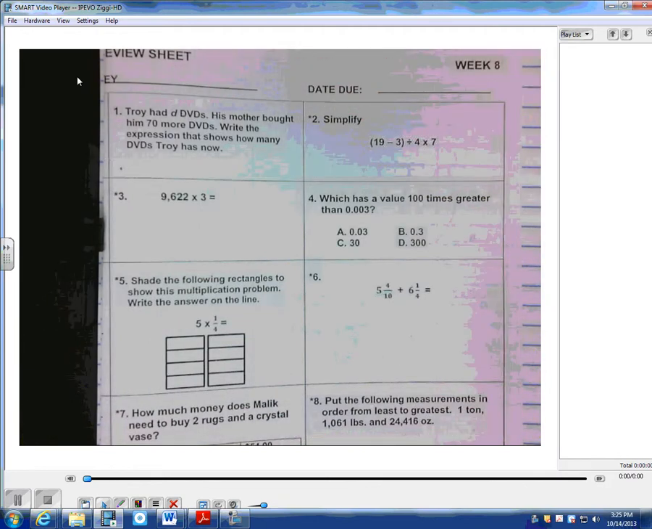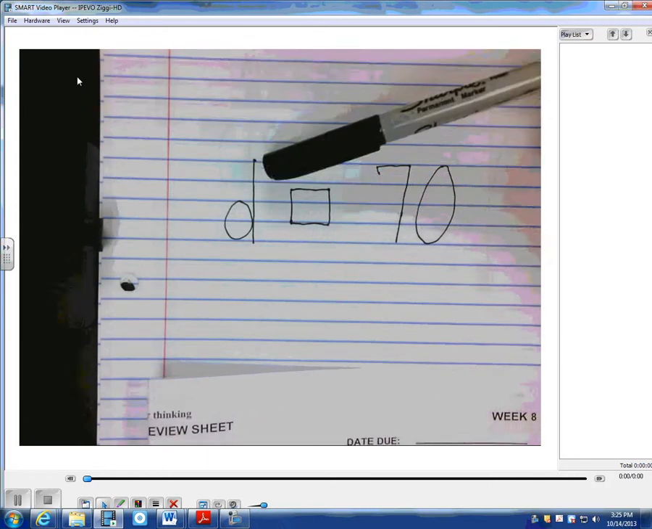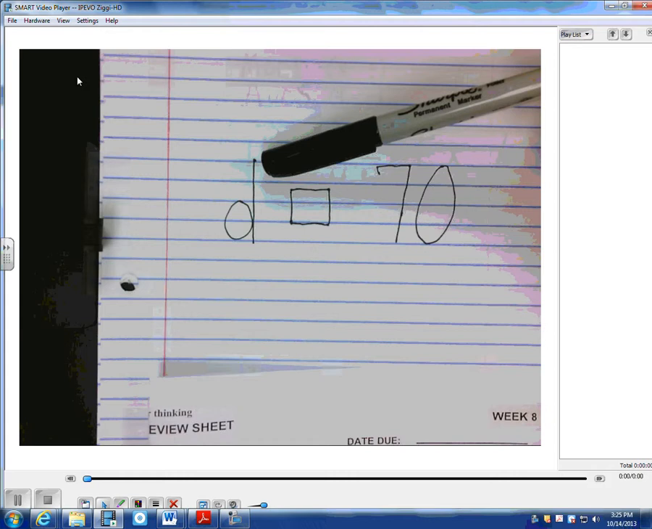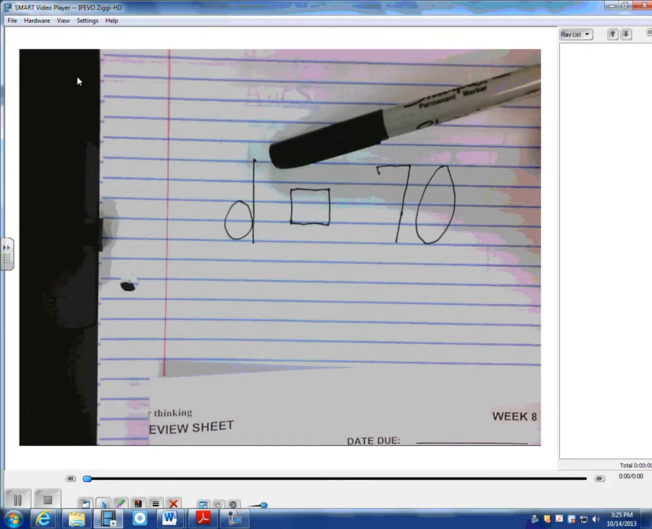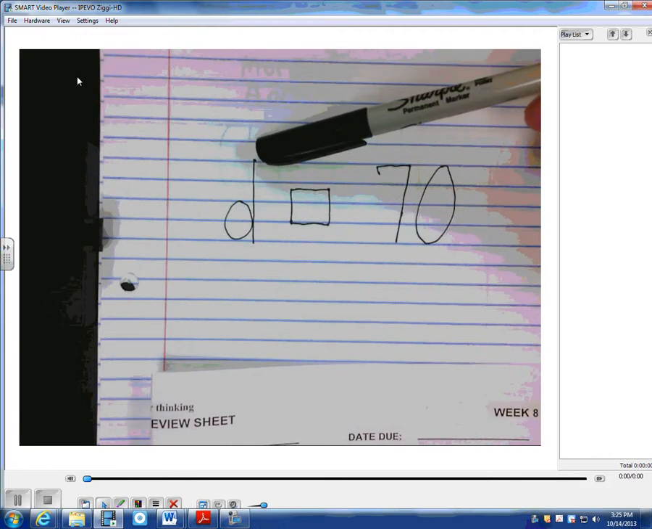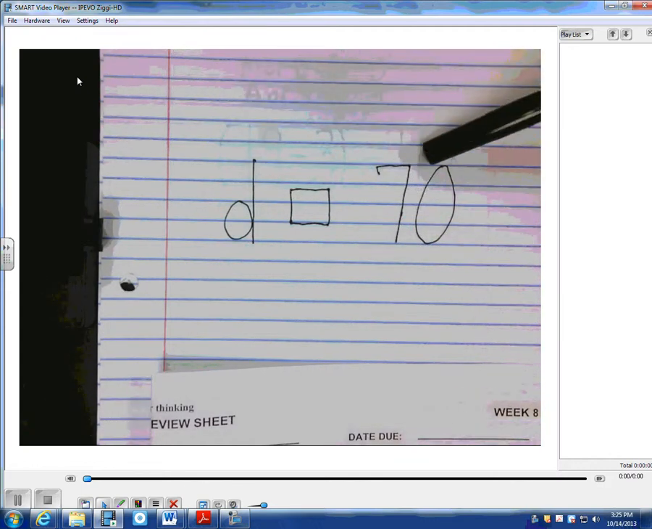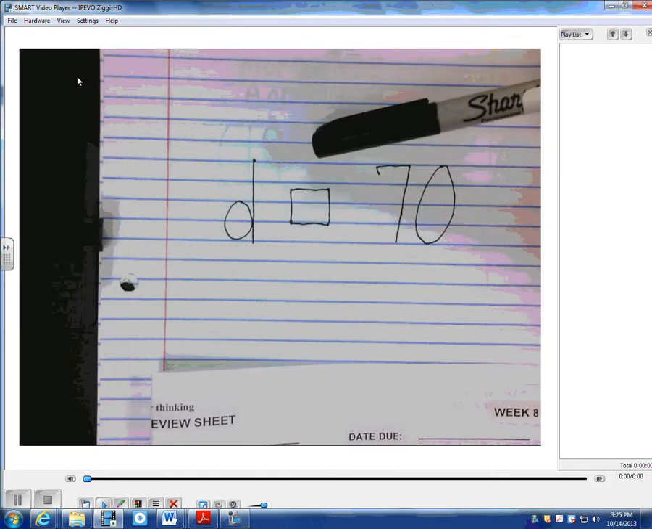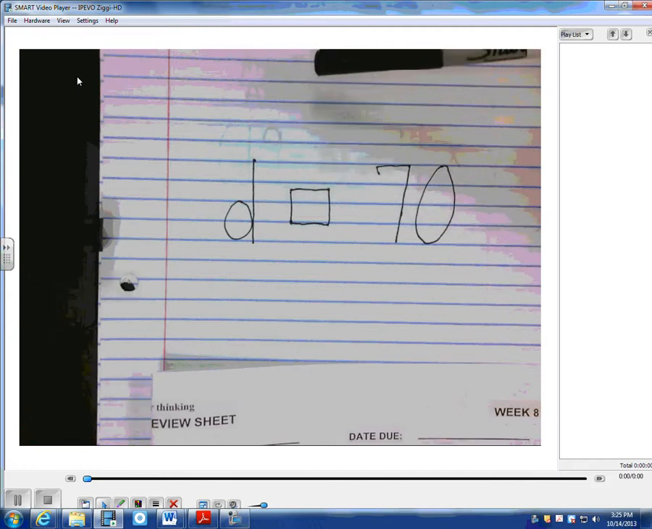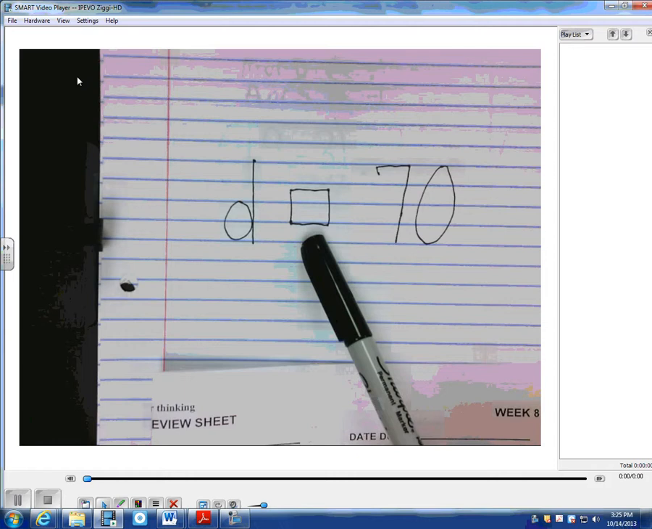So let's look at this. I'm going to give you a little hint on how to set it up. We know that he has D DVDs, and that just represents the number that he currently has. They didn't give it to us, they gave it to us in the form of a variable. So that's how many he has right now. His mother bought him 70 more DVDs. So what you have to determine is what operation we would use to find out how many DVDs he has right now. That's what this box here is for. You need to determine which operation you would use.